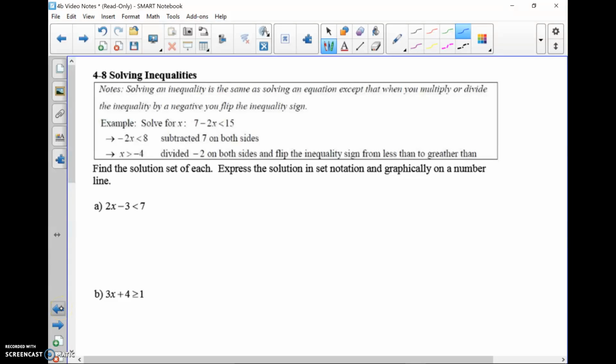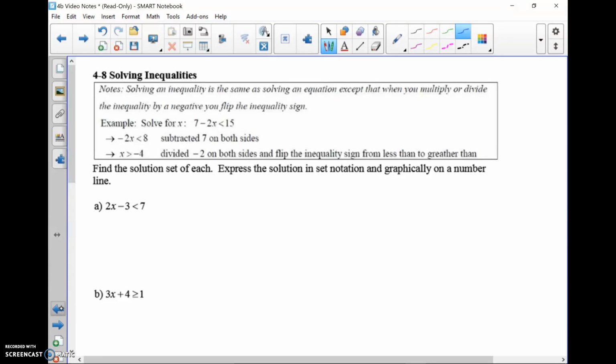Algebra 1, Common Core, Unit 4, Section 8, Solving Inequalities. So most of Unit 4 has been solving equations, but in the last video, 4.7, we talked about set notation and interval notation and how to express inequality set solutions. And that's important for when you're solving inequalities like we're going to do just now.